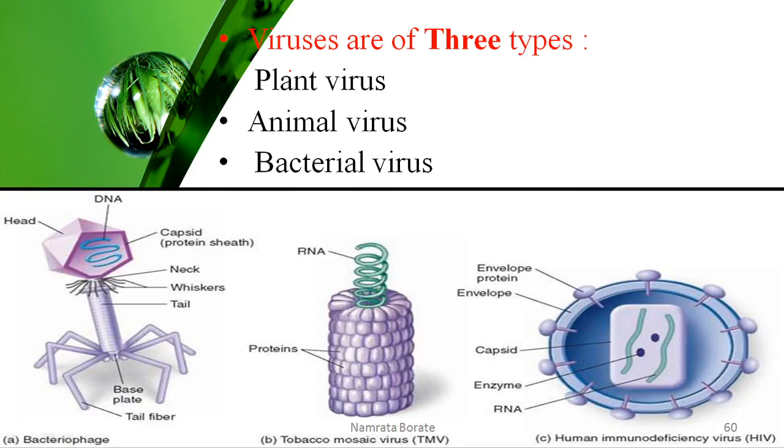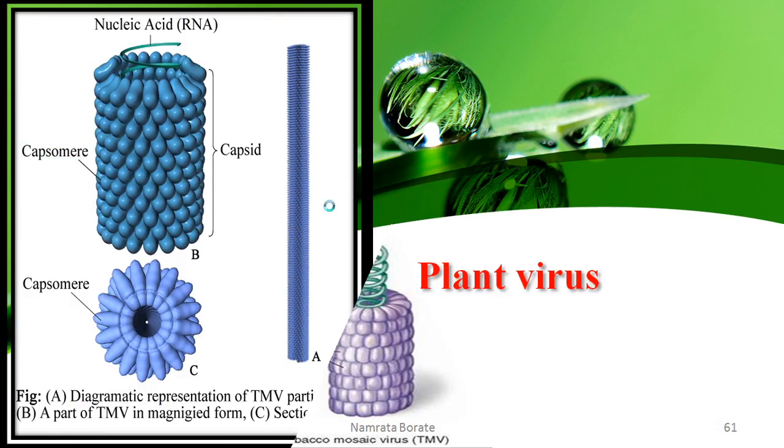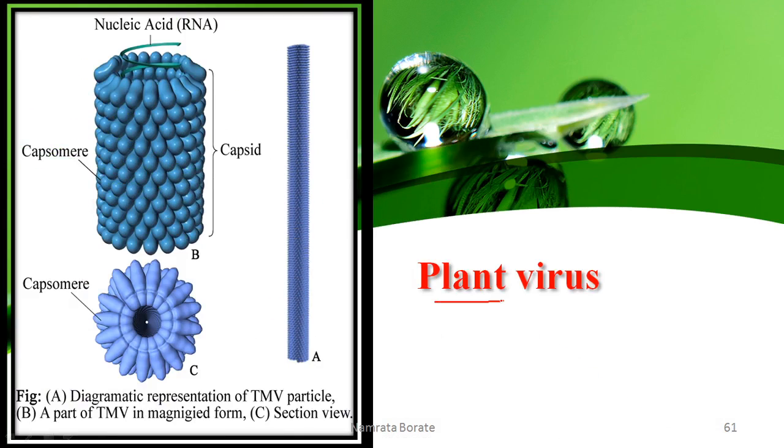Afterward, we see this virus is classified into three types. First one is plant virus, second one is animal virus, and the third one is bacterial virus. So this first one is the bacteriophage, that's a bacterial virus. Second one, it's a plant virus, and the third one, it's an animal virus. The first one we see, that's a plant virus.